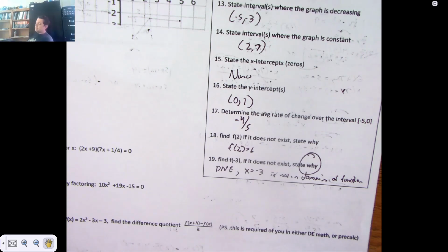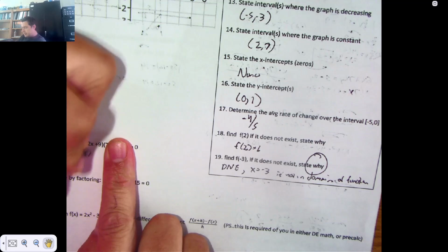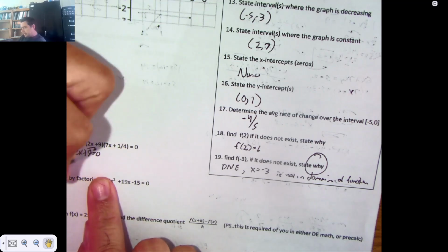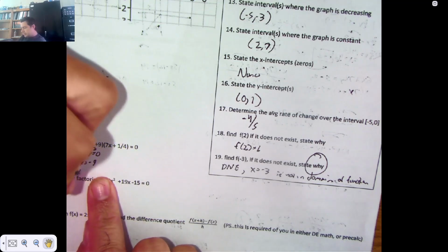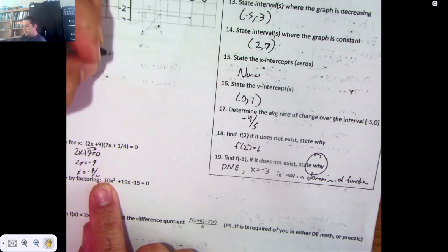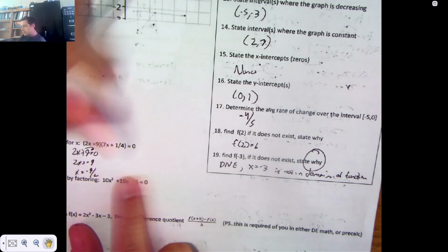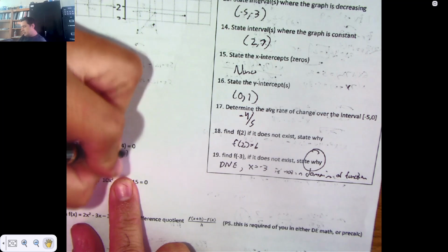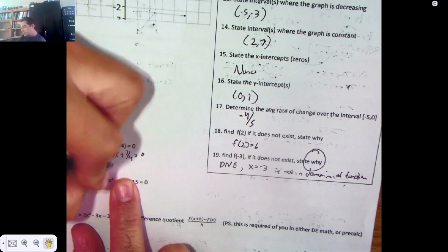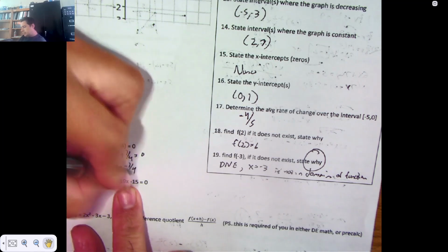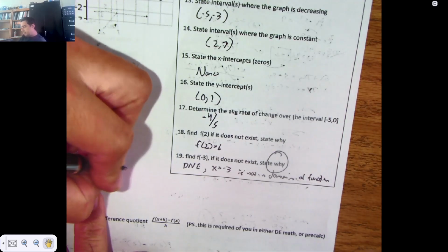All right, the bonus questions. Solve for x. Take a finger, cover it up. 2x plus 9 is 0. Subtract 9, 2x is negative 9. Divide by 2, we get negative 9 halves. Cover up the other factor. 7x plus a quarter is 0. Subtract a quarter. Divide by 7. 4 times 7 is 28, so negative 1/28.